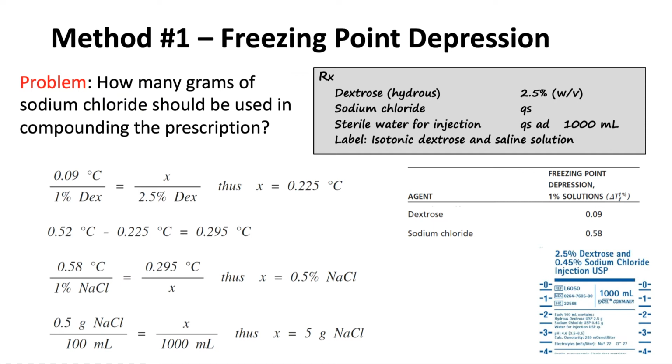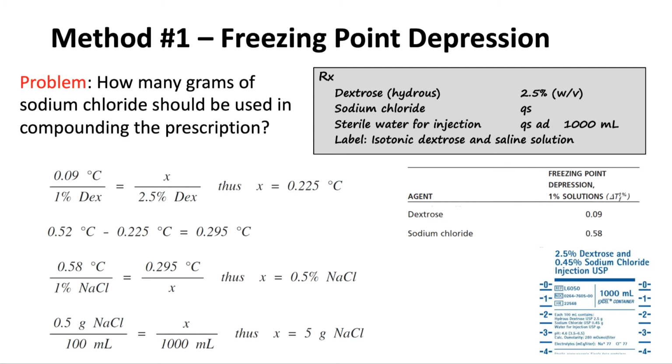What am I going to use? What is going to provide enough particles to be able to have that reduction in temperature? Sodium chloride. And I can add as much as I need till I get that change in temperature. Okay? Since we saw on the table, the delta TF for sodium chloride for a 1% solution was 0.58. Let's set that up as a proportion. So we have 0.58 degrees Celsius on top over the 1% sodium chloride solution that causes that. Set that equal to, now we know the target change in temperature.